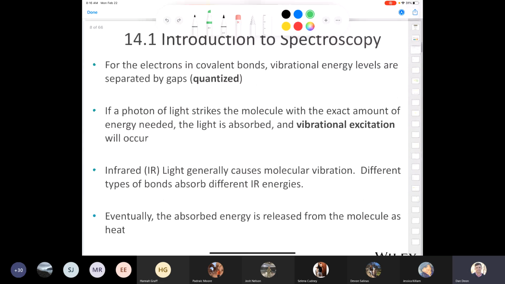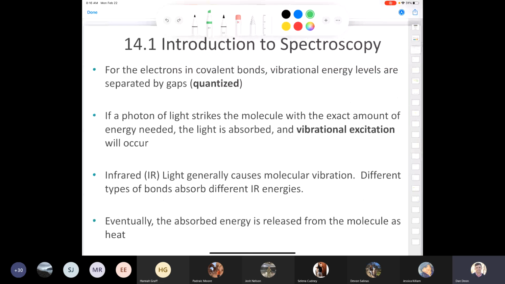Okay, there we go. For the electrons in covalent bonds, vibrational energies are separated by those gaps. Again, we say they're quantized, okay? So only specific energy levels. And here's what's really interesting: now when we subject a molecule to infrared light, it says if the molecule is struck with the exact amount of energy needed, then the light can be absorbed, okay? And then vibrational excitation can occur.